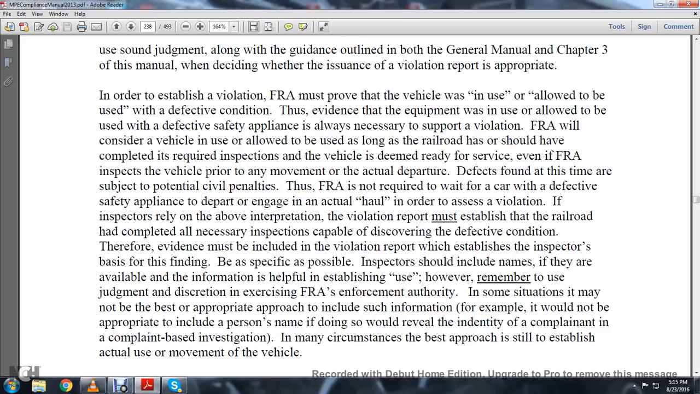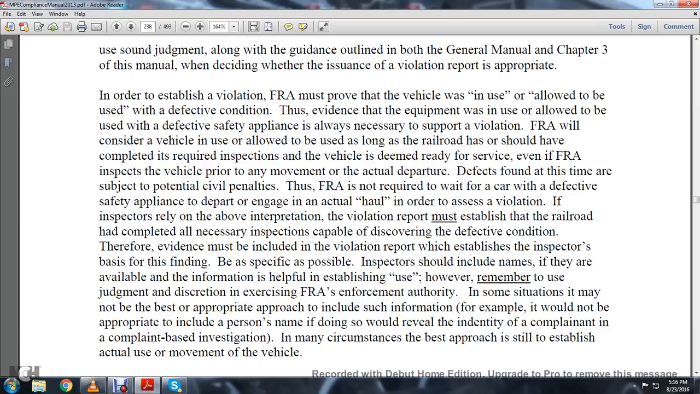Evidence that the equipment was in use or allowed to be used with a deficient safety appliance is always necessary to support the violation. The FRA will consider the vehicle allowed to be used if the railroad should have completed the required inspections on vehicles that are deemed ready for service. Even if the FRA inspects the vehicle prior to any movement or actual departure, if defects are found, the railroad is subject to potential civil penalty. The FRA is not required to wait for a vehicle with a defective safety appliance to depart and engage in any actual haul in order to assess the violation.